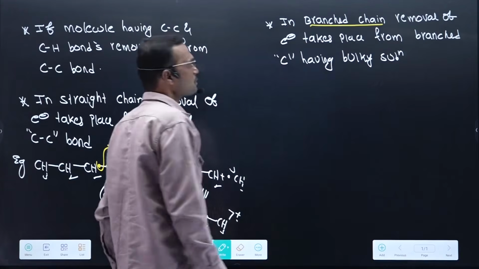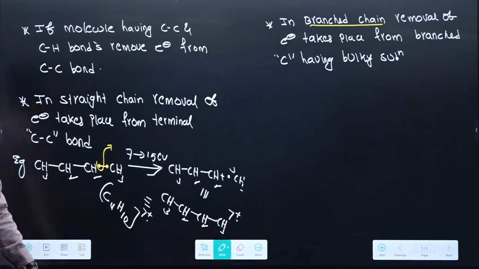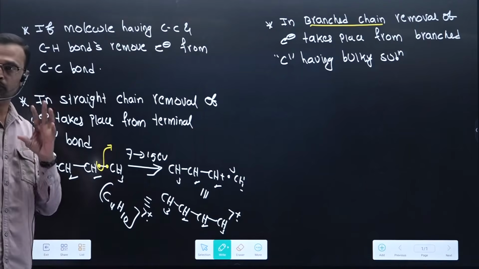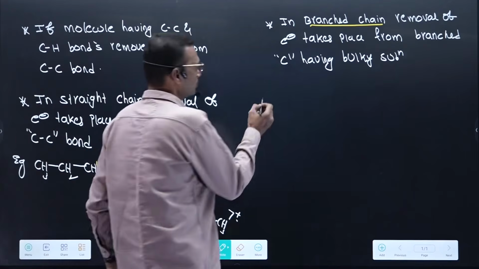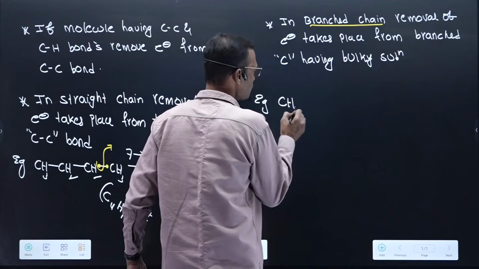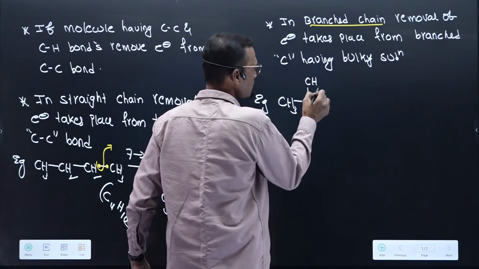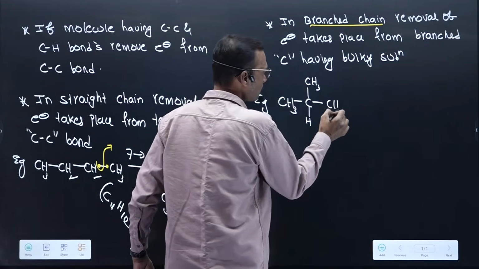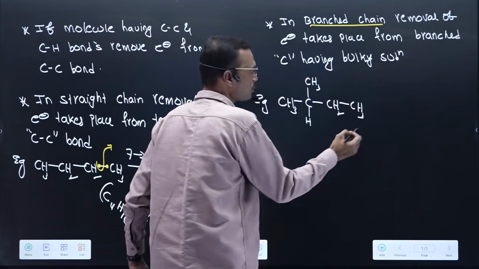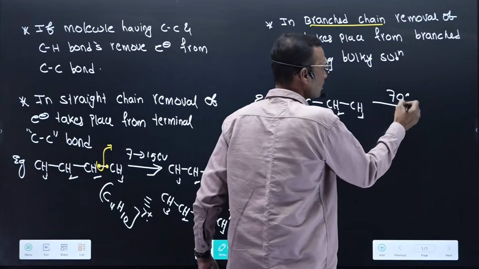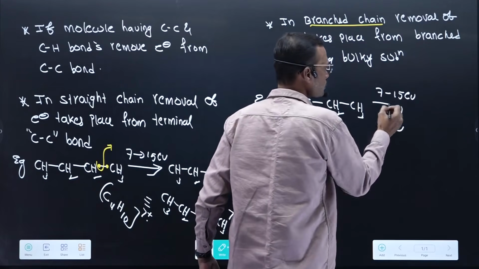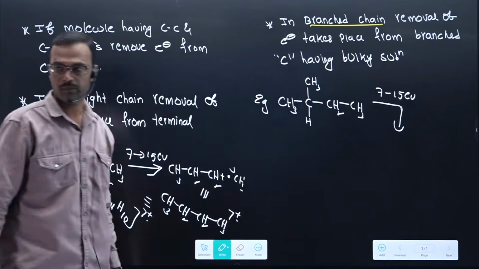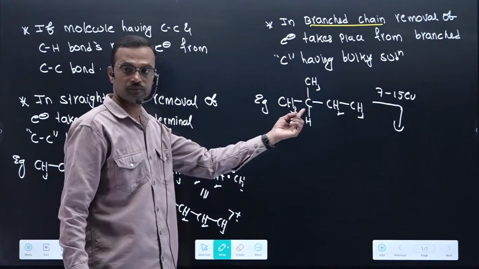If any branched chain is present, try to remove the electron from the branched carbon having more substitutions or bulky substitution. At that time, don't remove from terminal. Try to remove from the bulky substitution. See, this is CH3, and here one more CH3 I am writing. Here hydrogen. On the right side what am I writing? CH2, CH3. Is it a straight chain or branched chain? Seven to 15 electron volts. Is it a straight chain or branched chain? Branched chain. This is called the branched carbon.